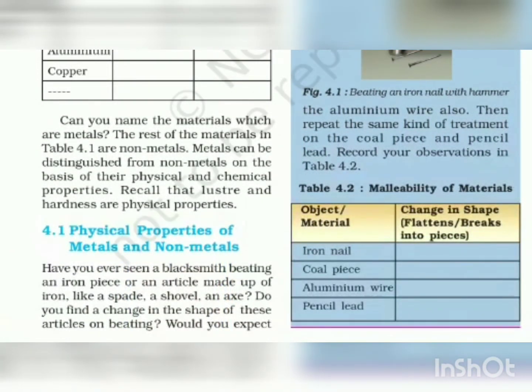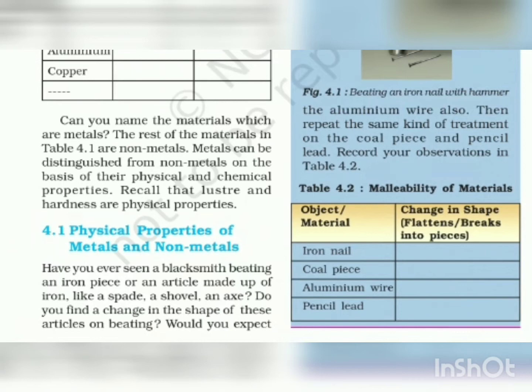Now we will see the malleability of materials. Malleability means changing of shape. What is the object here? Iron nail. When you hit it hard with the hammer, what is the change? The iron will become flattened, it changes its shape. What will happen with the coal piece? It breaks into pieces when you hit it hard with the hammer. It is going to break into many pieces.